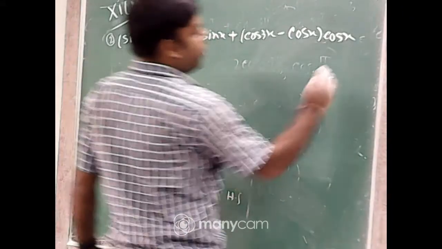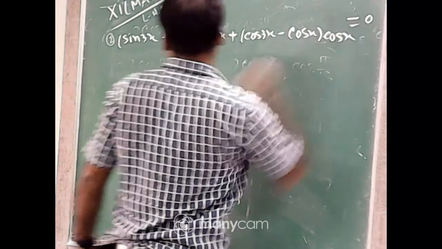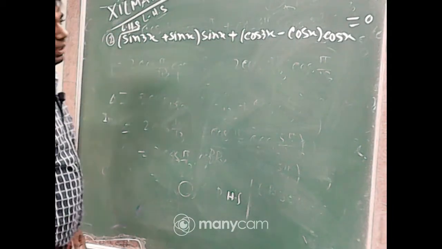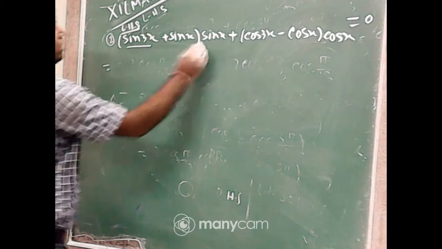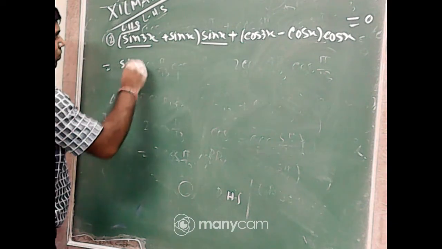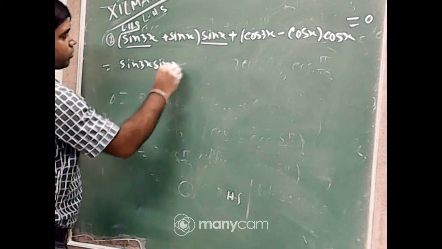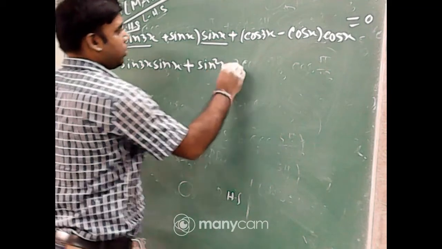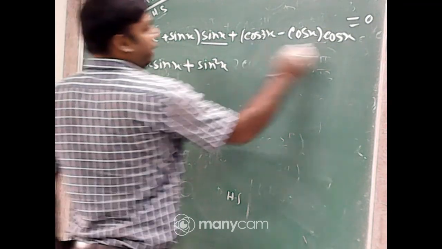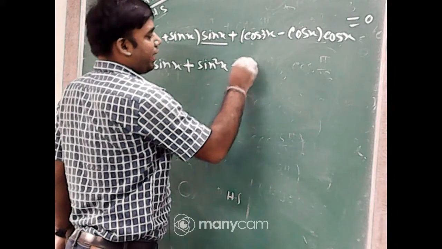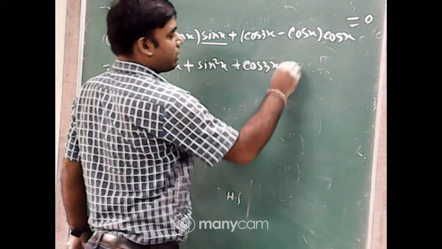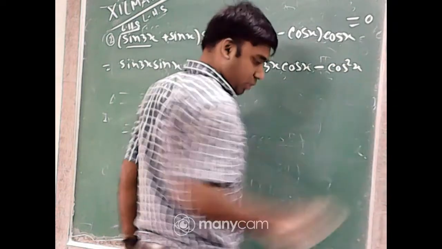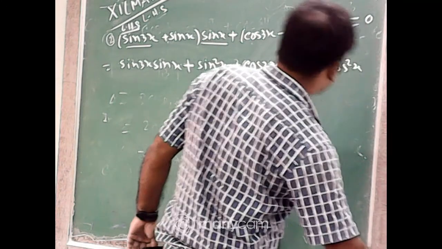We have to prove that the expression is equal to 0. So taking the left hand side, first remove the bracket by multiplication. Sin 3x into sin x, that is sin 3x sin x, plus sin square x, cos 3x into cos x, that is cos 3x cos x, minus cos square x.